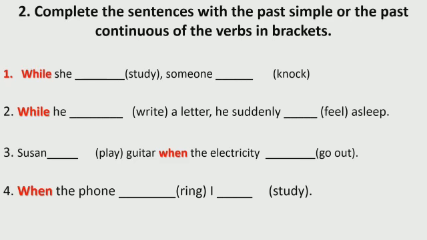So let's see what you got. First sentence: while she was studying, someone knocked. Very good. Number 2: while he was writing, he suddenly fell asleep. Good.